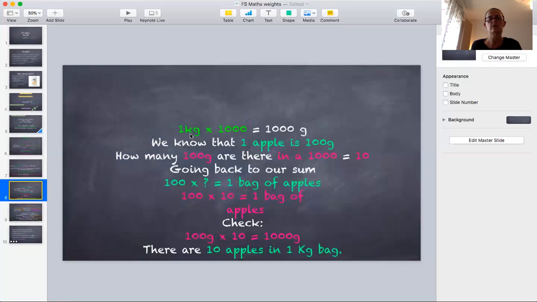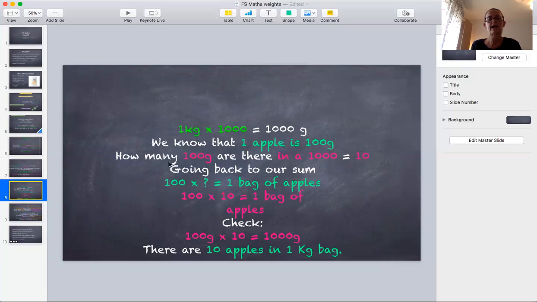So 1 kilogram, so we got the 1. We're timesing it by 1,000. So we got 1, 2, 3 zeros. So we now have 1 kilogram in grams, which is 1,000 grams. Did you do that? Good. Well done. We've been going at quite a pace, and that's good. Yeah, means you're confident.